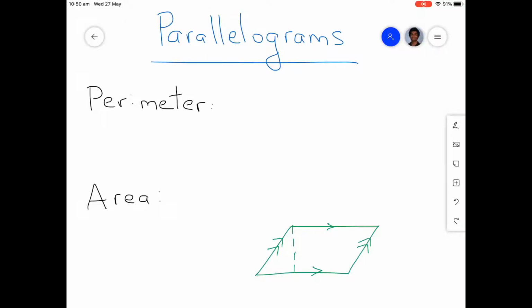Hi Grade 8s, these are the evidence of learning solutions for week 4, lesson 1, parallelograms. So today we're going to be looking at how to calculate both the perimeter and area of a parallelogram.